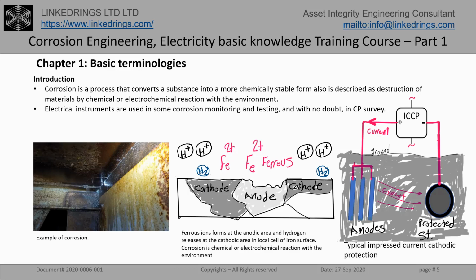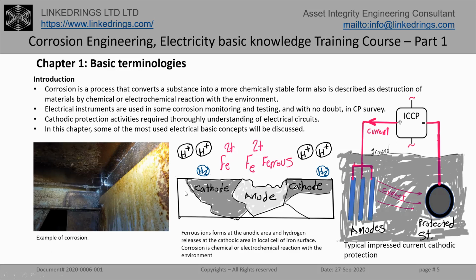Also, electrical instruments are used in some corrosion monitoring and testing, and with no doubt in CP survey, cathodic protection survey. Cathodic protection activity requires a true understanding of electrical circuits. In this chapter, some of the most used basic electrical concepts will be discussed.